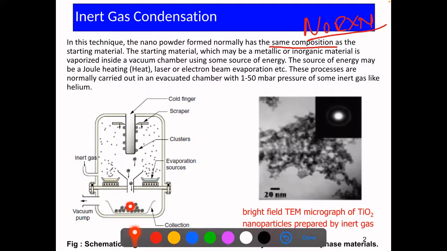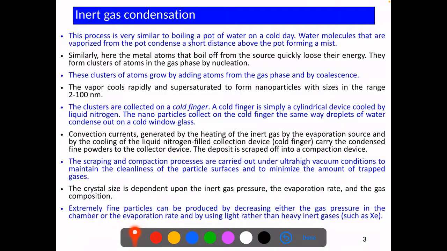So I'm evaporating things, and that's my cold finger, okay? So you apply some cold environment where it gets condensed on top of it, and then you collect the nanoparticles here. This is where the heating is going on, where I put my sources, okay?